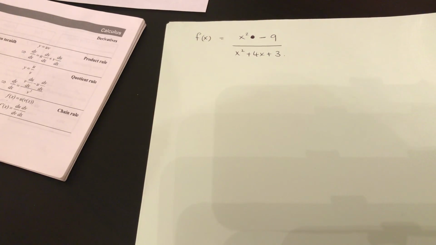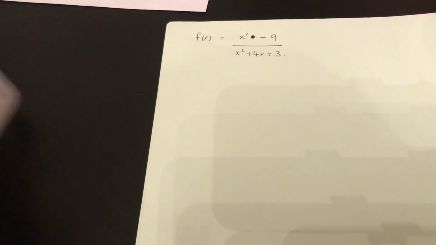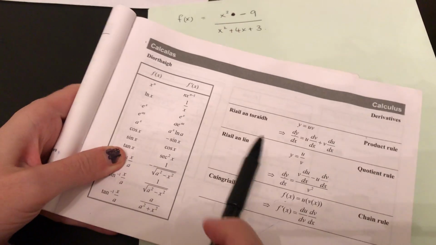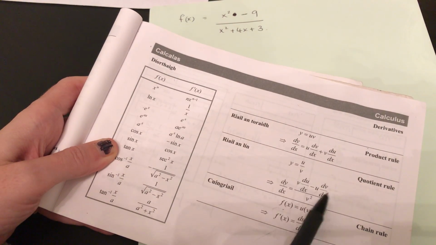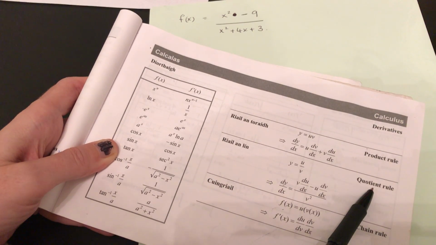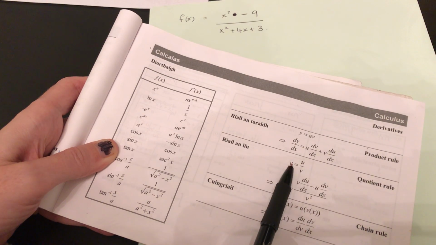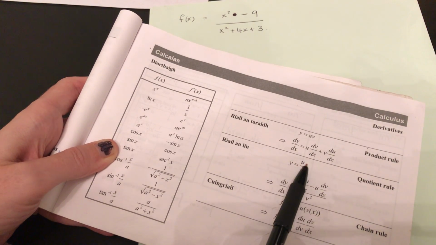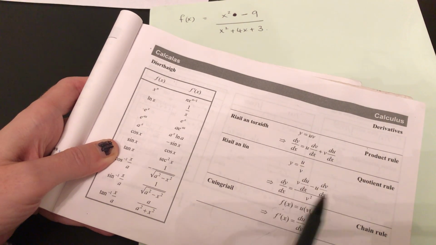We'll have a look at the quotient rule then. Quotient rule is in your log tables here. And if you see something over something, you can use the quotient rule. So if you get y equals something over something, you're allowed to use the quotient rule.